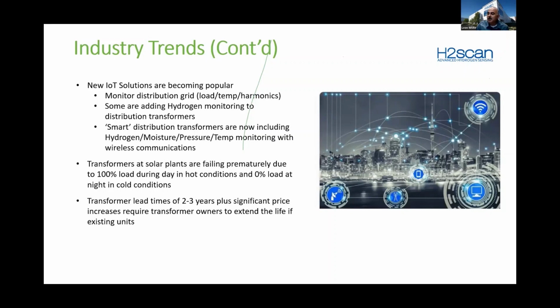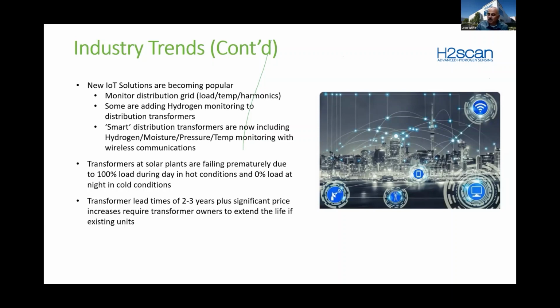Getting the data back is very important, and using that data to identify issues and hopefully make your transformers last longer. Transformers at solar plants are failing within 2 or 3 years because during the day they're at 100% load, and at night they're at 0% load. It's hot during the day and it's cold at night, and so that's causing a lot of issues with the transformers at solar sites. And of course, transformer lead times right now, 2 to 3 years.